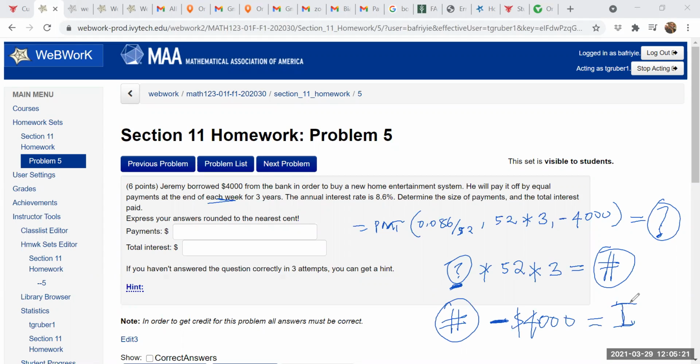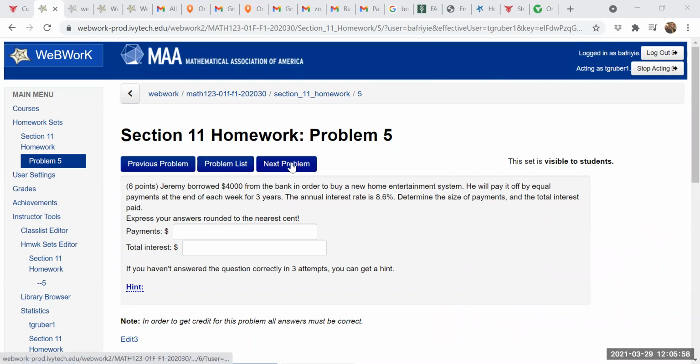Okay, does this hint help you? Okay, so use the PMT function to get the payments. Is that okay? Now, when you get the payments, multiply the payments by 52 and by 3 to get how much Jeremy paid over the lifetime of this loan. Okay, now when you have that, subtract how much Jeremy borrowed, all right, and get the interest on the loan of $4,000. Are we Gucci? All right, let's go to number 6.